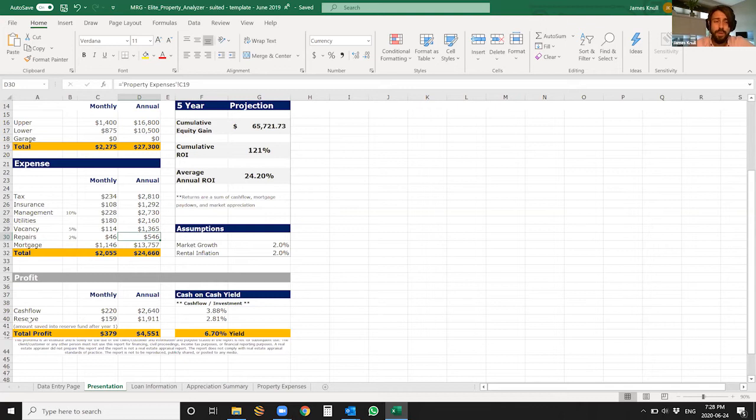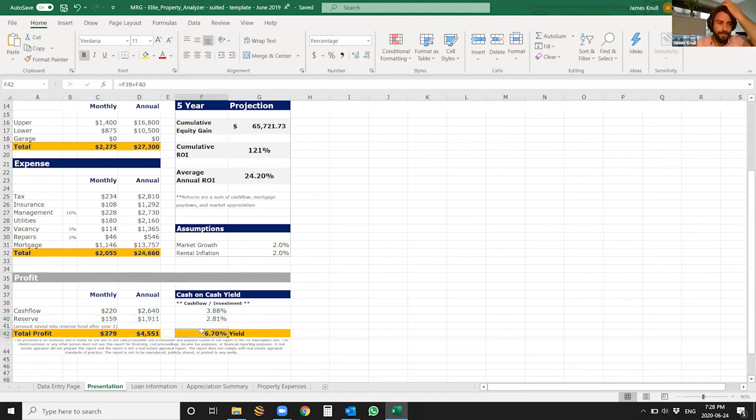And so people want to know, like, okay, how much am I saving in that reserve fund? So we've got true cash flow, reserve fund savings that goes into your savings fund, and total profit. And those are kind of our three numbers right there.